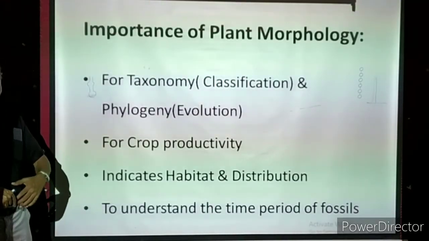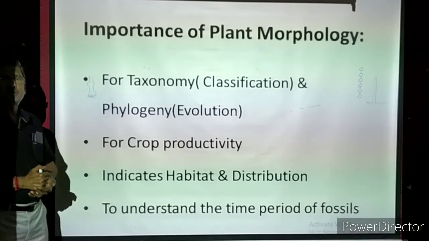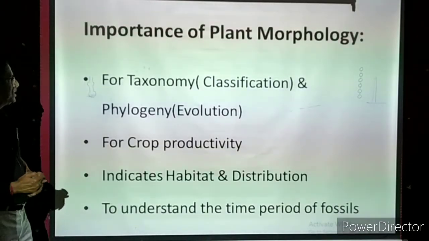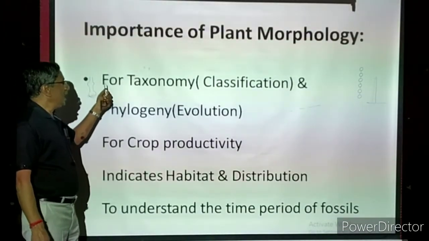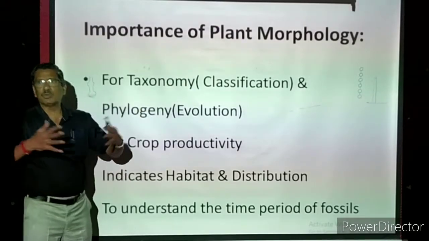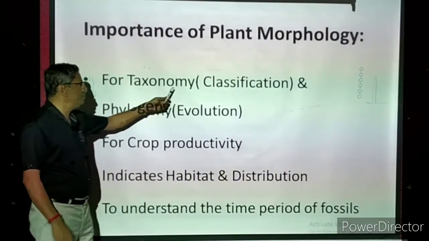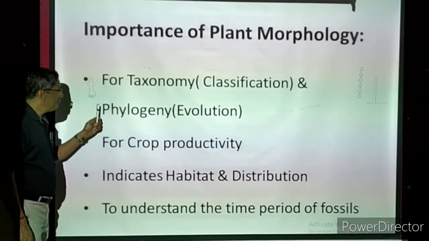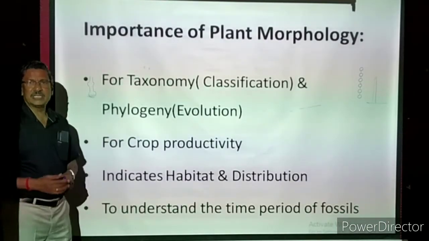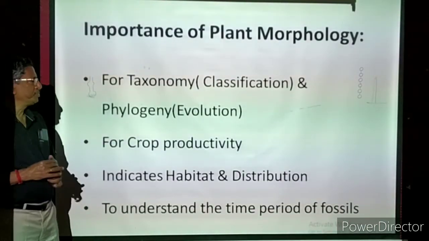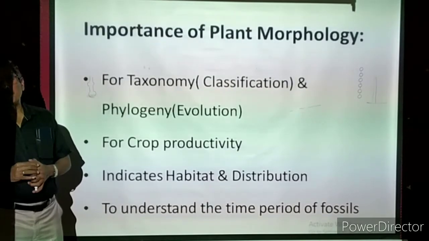Actually, plants are enormous in number. So many millions and millions of species of plants are present. So, we have to study the classification. We have to group them. For that, external appearance is very, very important. And phylogeny. Phylogeny means it is a study of evolution. That means long time before they appeared on the earth.